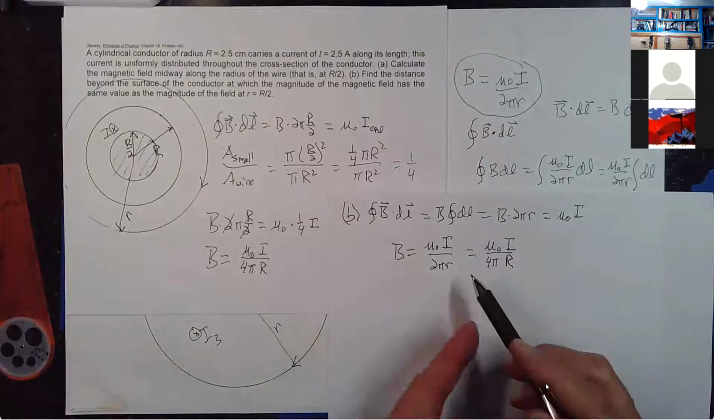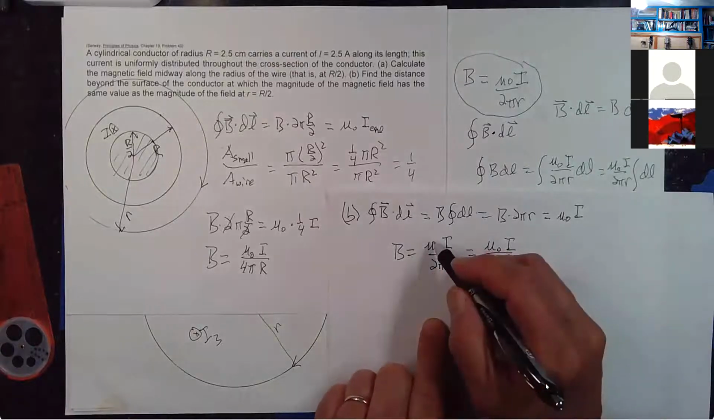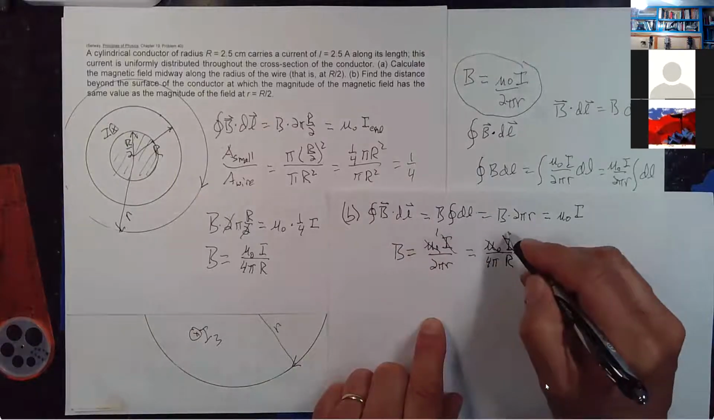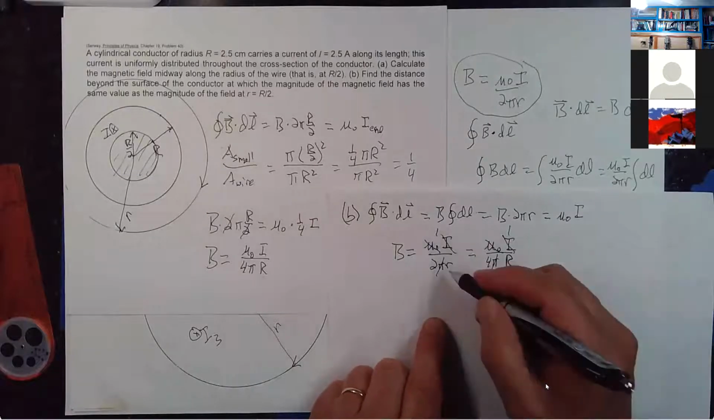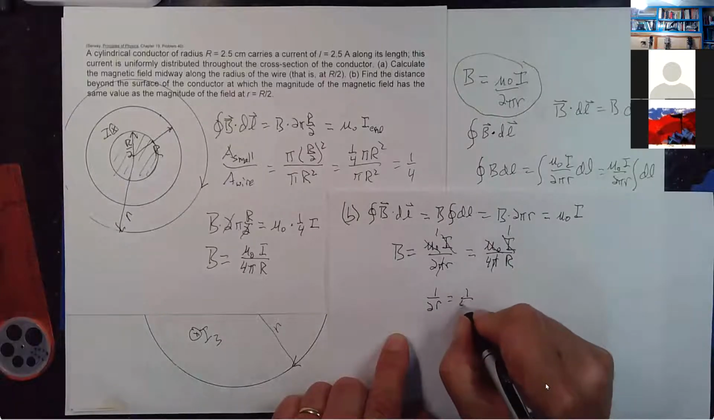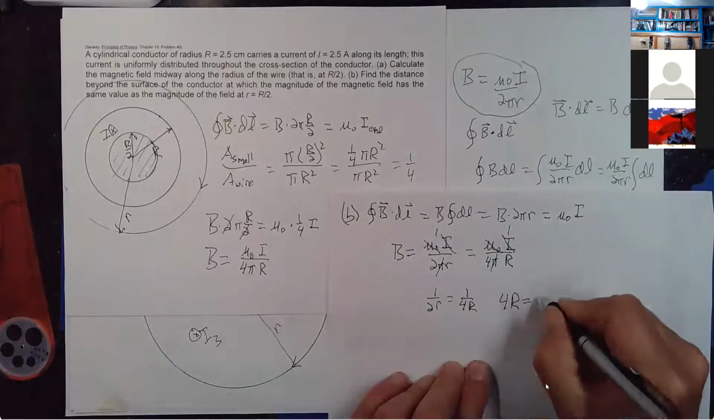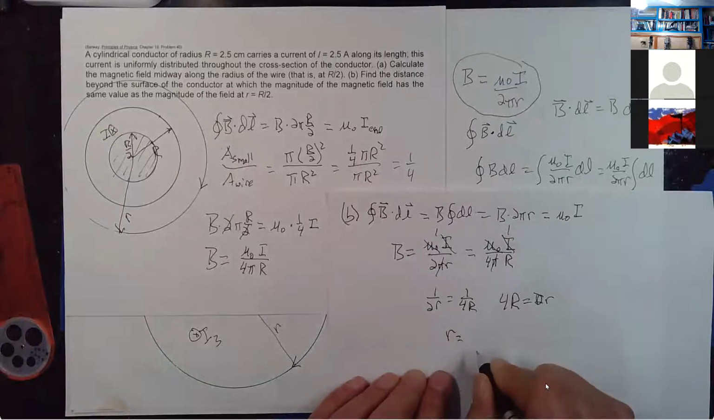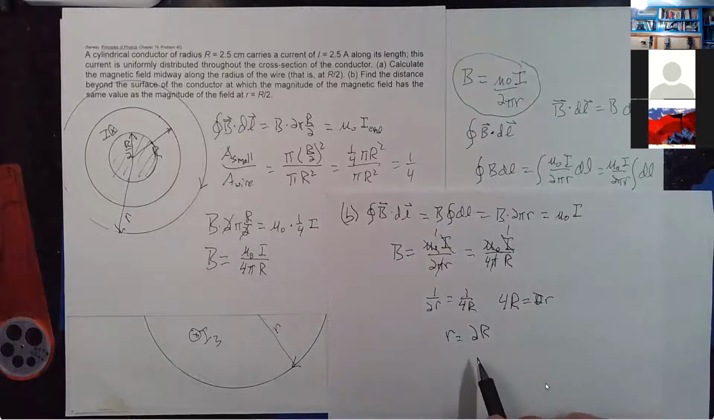So I want to know what value of little r will make these two expressions equal. Well, let's see, I've got mu naughts on both sides, I've got I's on both sides, I'll replace those with ones, and I've got pi's on both sides. And now I've got 1 over 2 little r is equal to 1 over 4 capital R. Cross multiply and I get 4 capital R is equal to 2 little r, or little r would equal 2 capital R. 4 divided by 2 is 2.